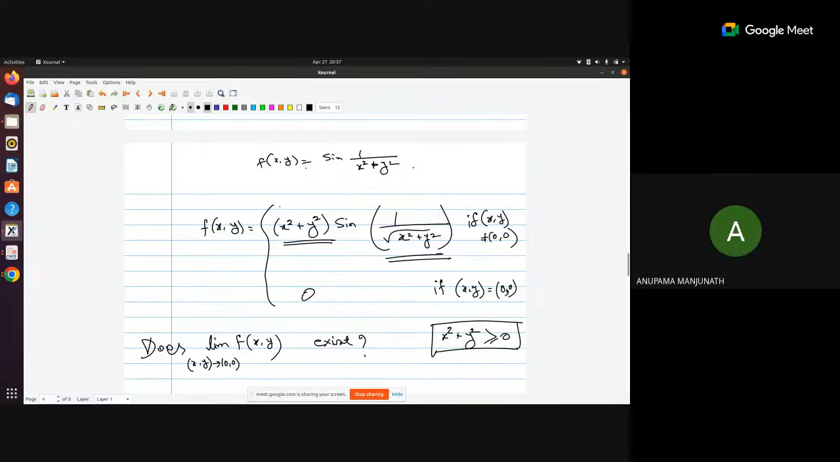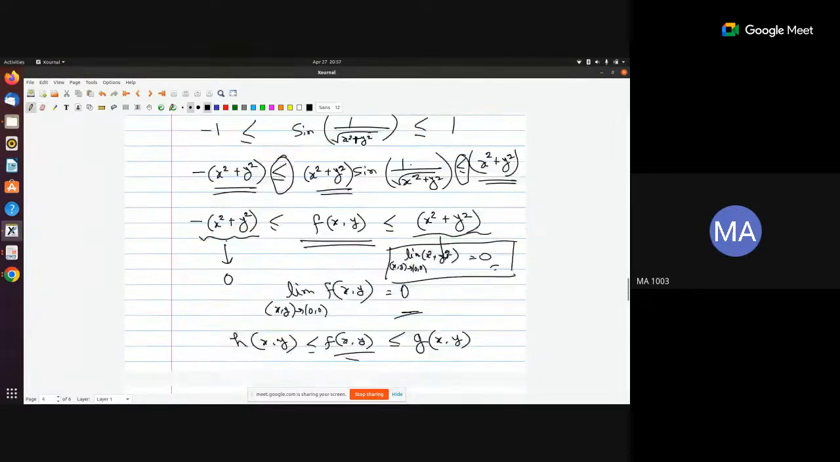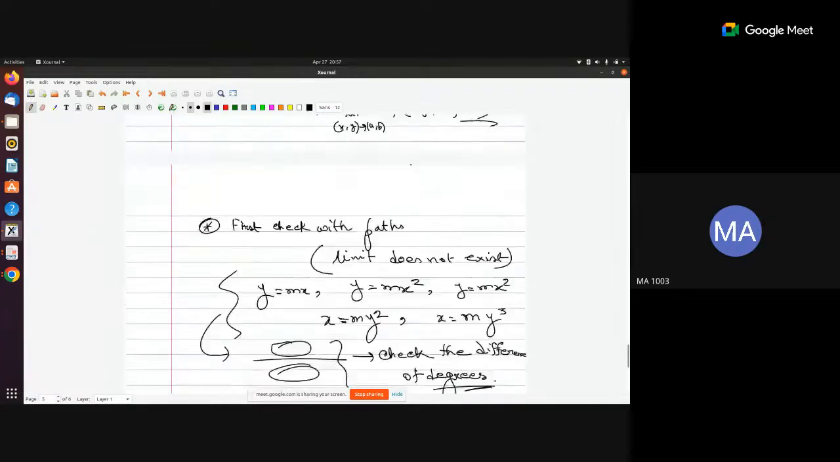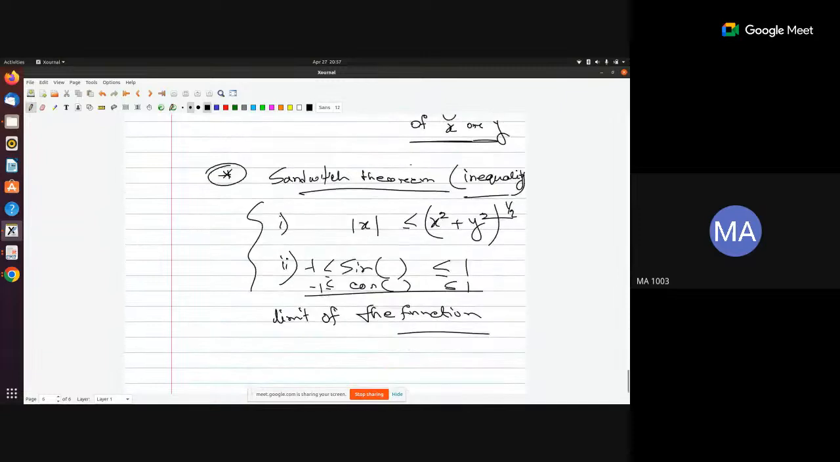Fine. So it's better to go with proper proof, right? Don't assume that this is not possible. For polynomial function, we generally can assume. So let me write that also. For polynomial function, it is okay. Polynomial or exponential function.